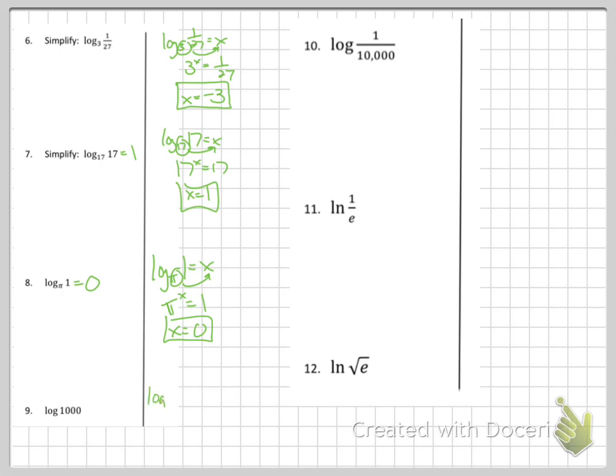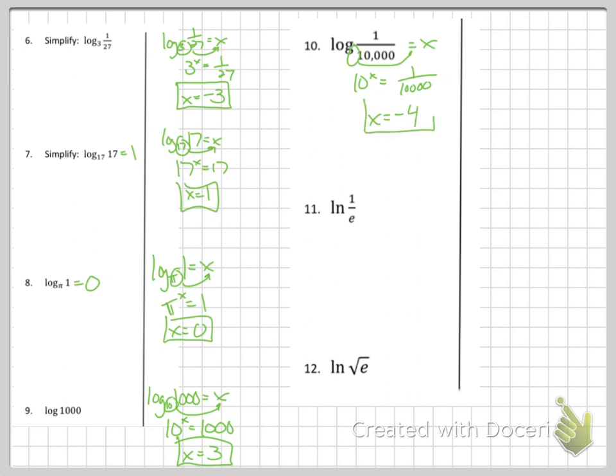Okay, when there's no base, you can write your own 10. These ones are actually really nice because the answer tells you how many zeros are in the problem. So since there's 3 zeros, x has to equal 3. Same idea, imaginary 10. 10 to what power gives me 1 over? There are 4 zeros, but it's a fraction, so -4.